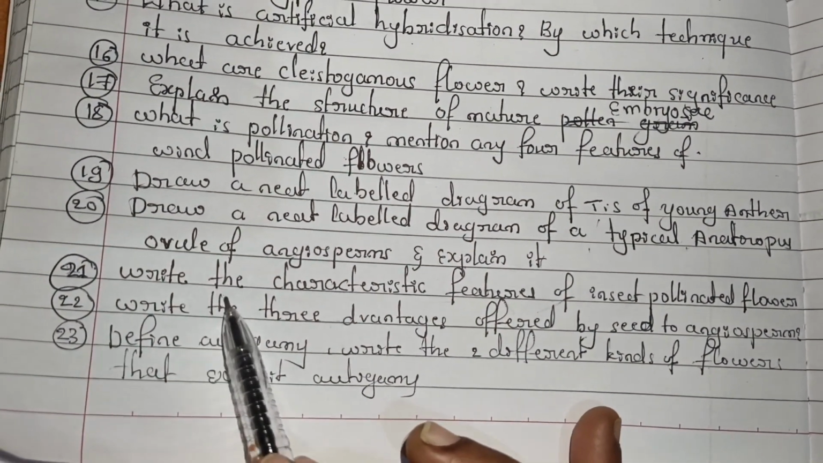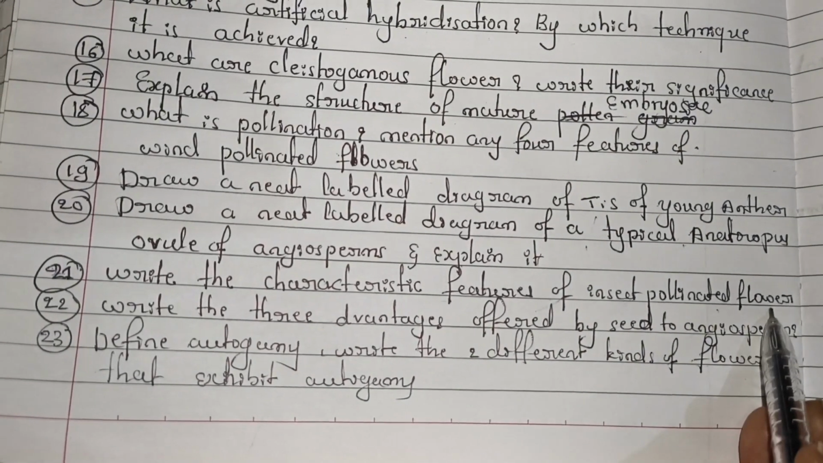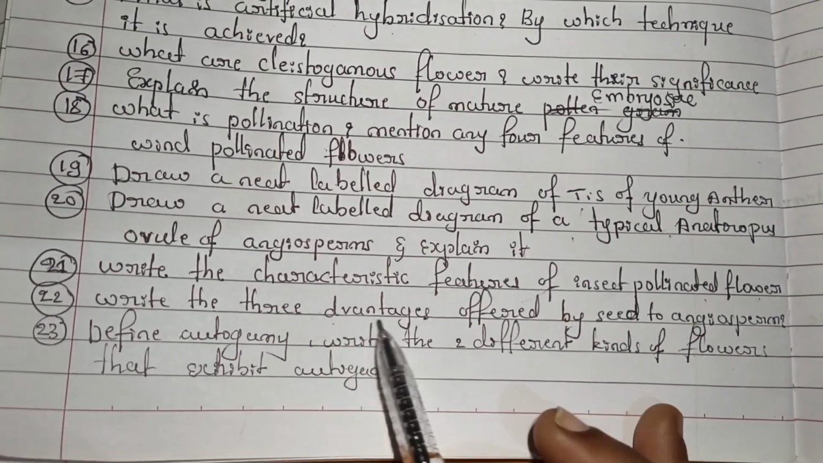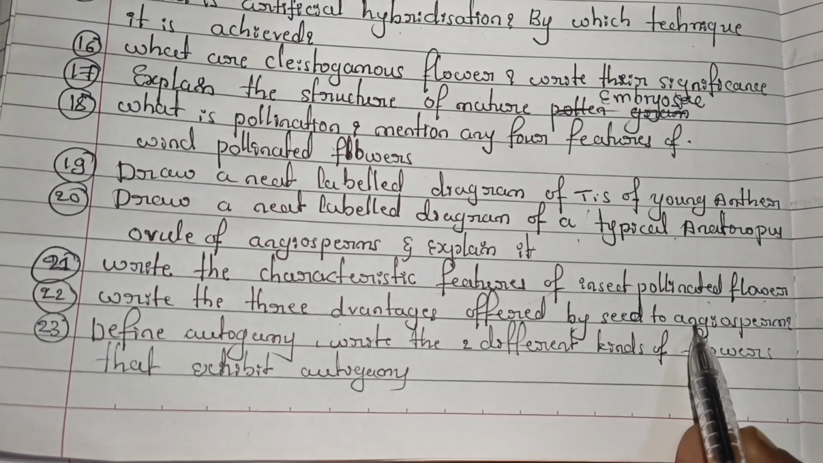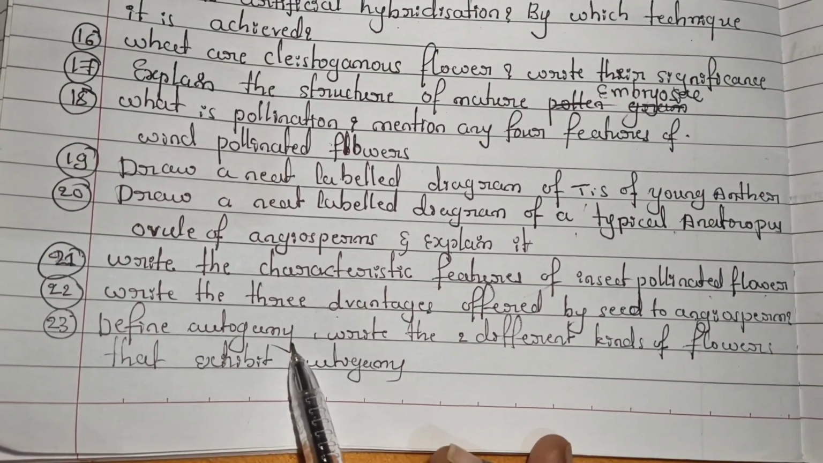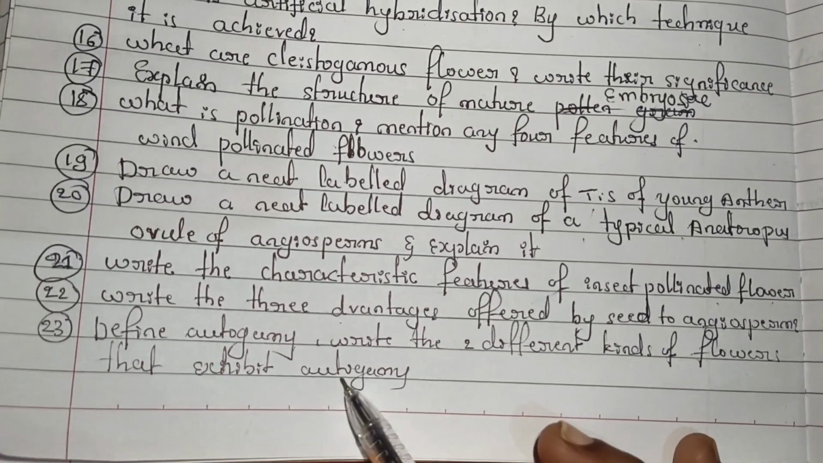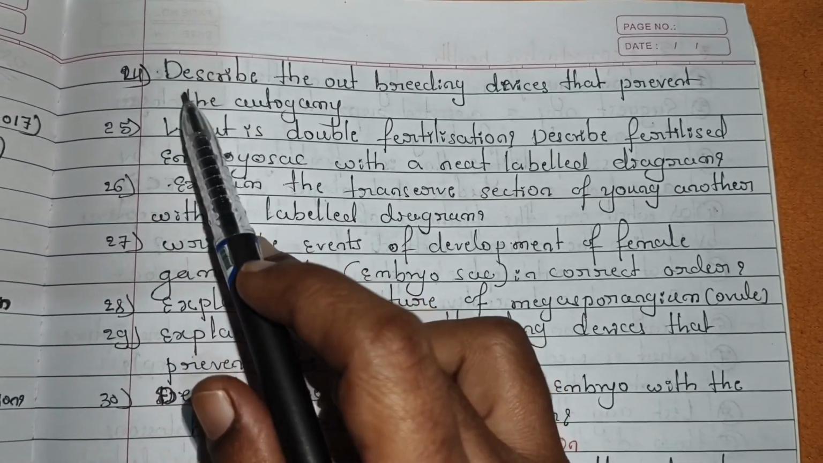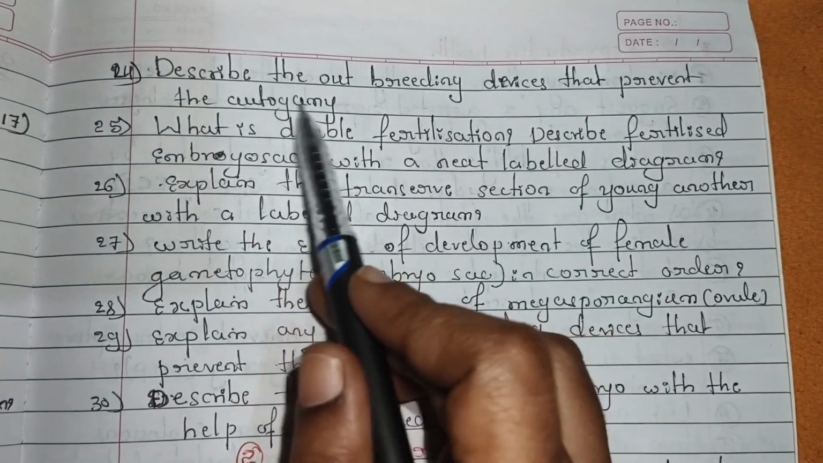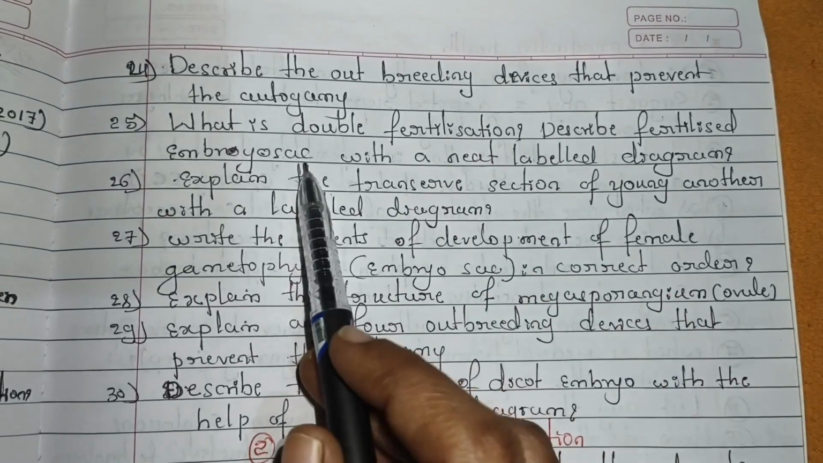And next, write the characteristic features of an insect-pollinated flower. And the 22nd question is: write the 3 advantages offered by a seed to the angiosperm. And the 23rd is: define autogamy. Write the 2 different kinds of flowers that exhibit autogamy. Next question, the 24th one: describe the outbreeding devices that prevent autogamy. You have to write this description of the outbreeding devices.